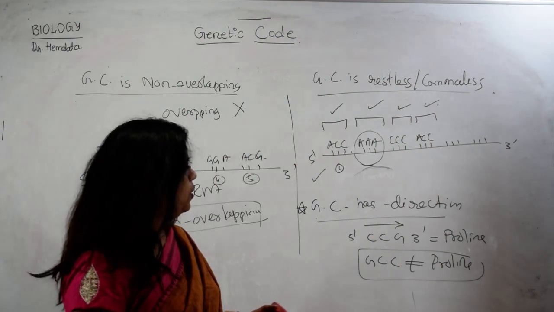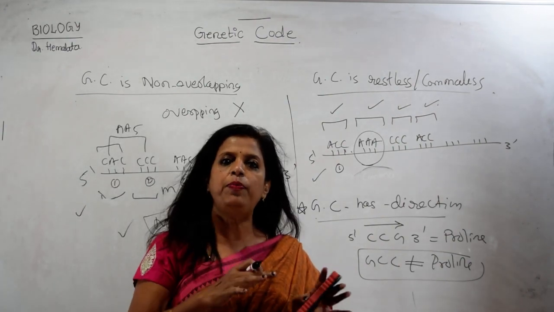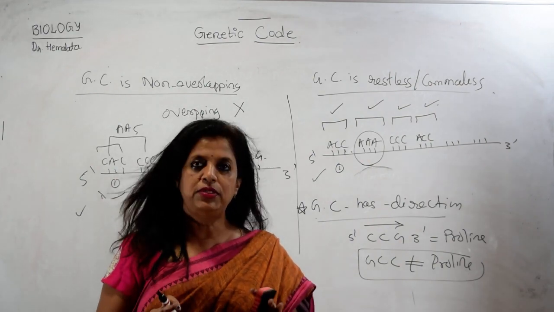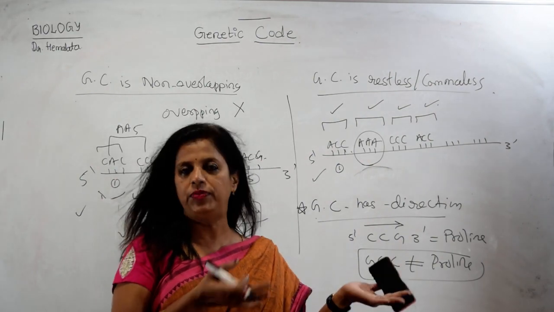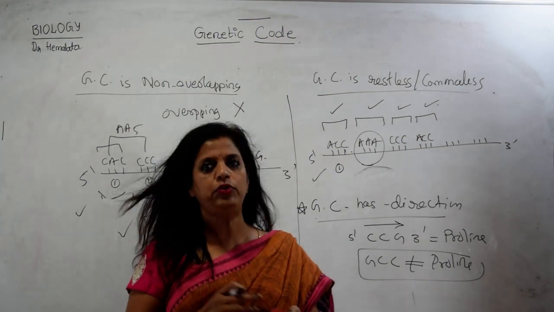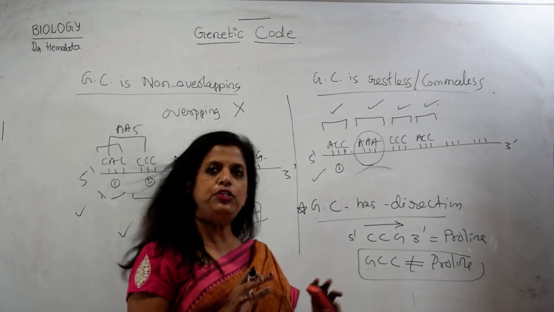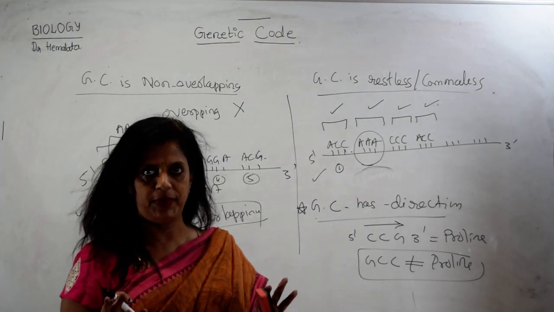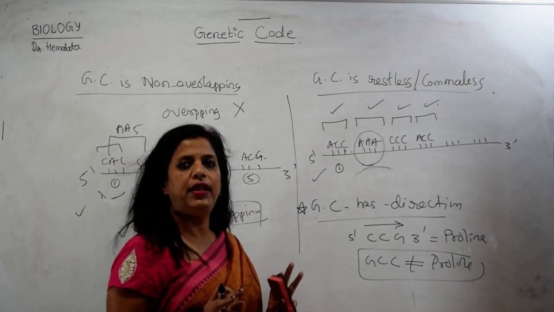We cannot just write, okay, CCG proline, no. 5 prime CCG 3 prime is proline. Just CCG is not proline. With CCG alone, we don't know whether you are talking from 3 prime to 5 prime or 5 prime to 3 prime. Therefore, CCG alone is not proline. 5 prime to 3 prime CCG is proline. Right? So, therefore, this has a direction.